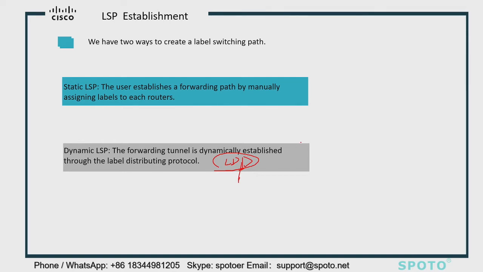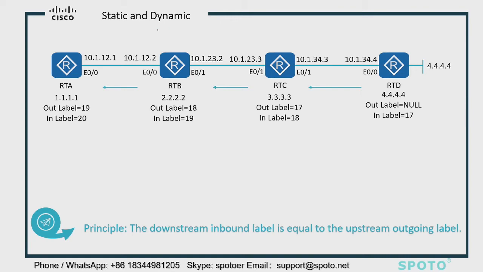Okay, so we just keep going about the MPLS. We have the static and the dynamic, and when you try to configure it, one principle is very important. You need to remember it. We find here, if RTA wants to visit RTD's 4.4.4.4, in this time RTA needs to know the path, the label switching path. So RTA will forward the packet through this red line to RTD. So we need to know this one.